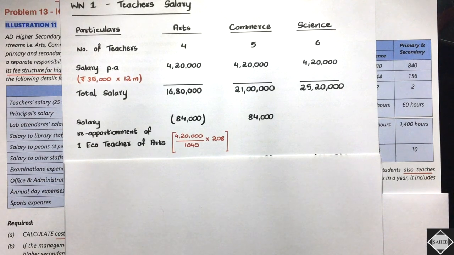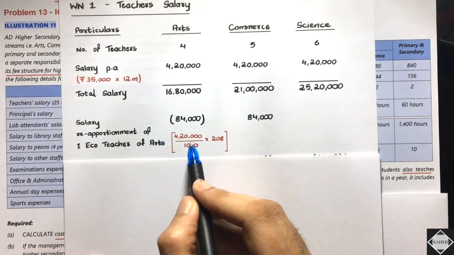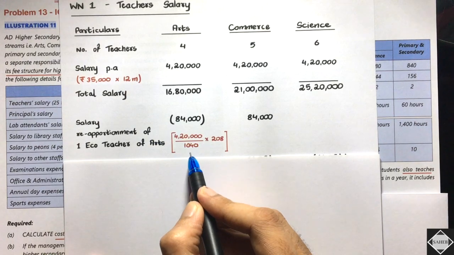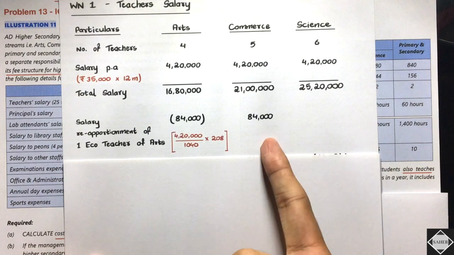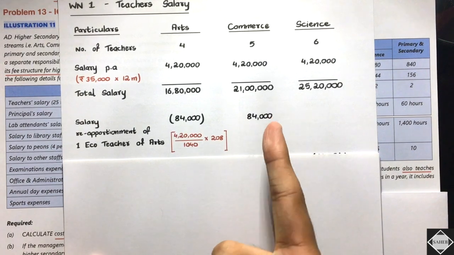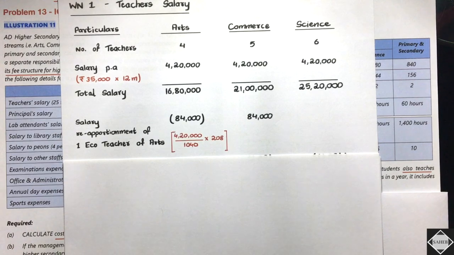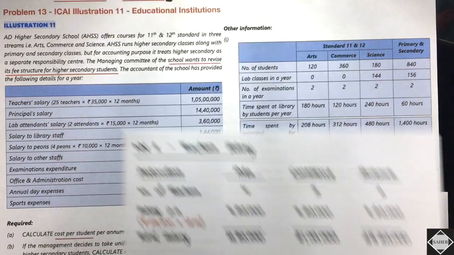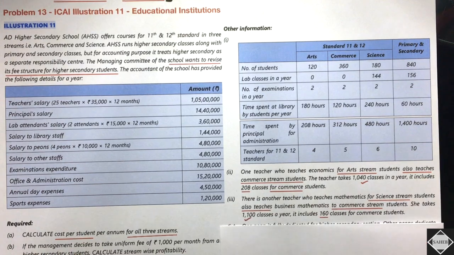Okay, isn't it? Yes. So see, what did we do? 4,20,000 was the economics teacher's salary for the year, divided by total classes, into the classes she has taken for the other stream, 208. So here subtract, here add the same amount, isn't it? Yes. Now the same thing has happened in another adjustment also. Let's check that out. Yeah, the third adjustment. See here.